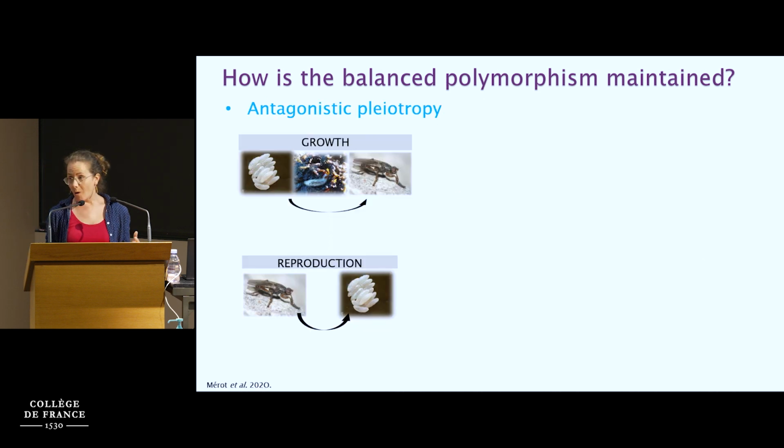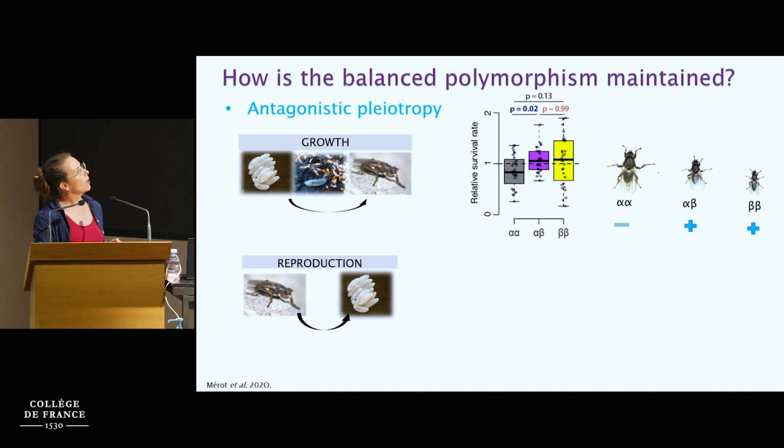So another aspect of balancing selection in this system is that I observe antagonistic pleiotropy. So what I mean by that is that fitness can be split between growth and reproduction. And what we can do is quantify the change of frequency between eggs and adults, but also between adults and eggs. So when I do that, I measured the relative survival rate, and you can notice that both the heterozygotes and beta-beta had a higher survival than alpha-alpha.